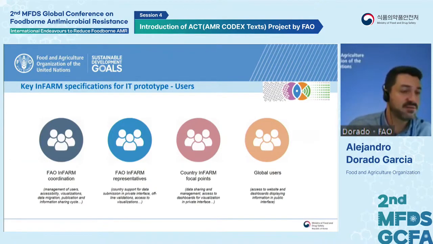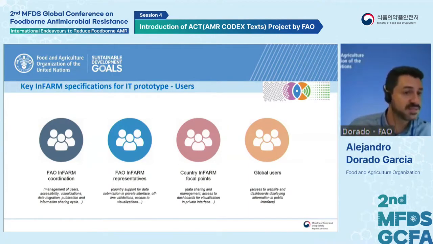For example, we have the FAO coordination team in headquarters that will be responsible for management of users, giving access to the different users, the visualizations, the data migration on an annual basis to the TISA, and also to follow the publication and information sharing cycle, because there will be an annual cycle of publication of this data.